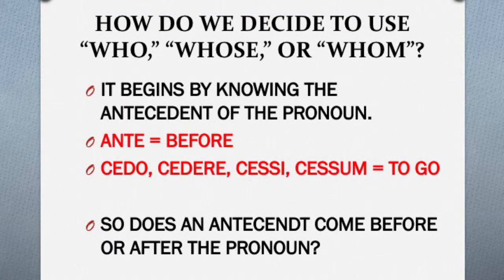So as I said, knowing how to use who, whose, or whom begins by knowing the antecedent of the pronoun. But what is an antecedent? The word itself is from Latin, the preposition ante, which means before, and its root, the verb cedo, cedere, cessi, cessum, to go. So literally, an antecedent has to come before the pronoun. So when we are attempting to determine what the antecedent is of a pronoun, we have to look before it.